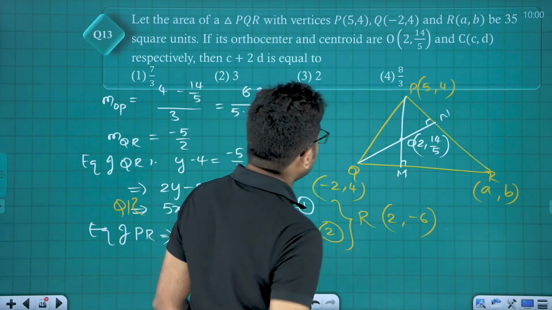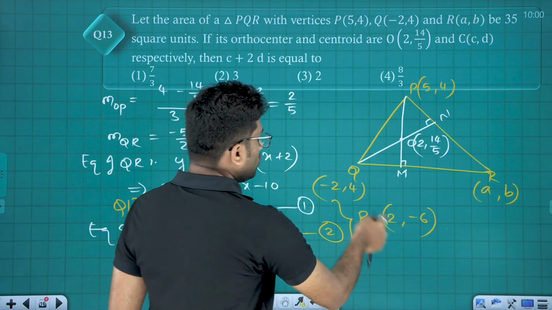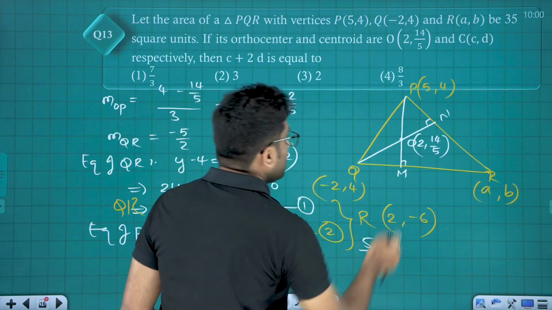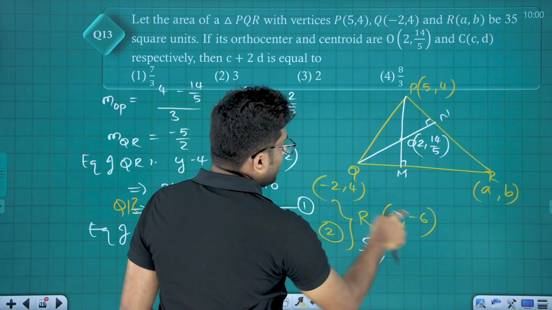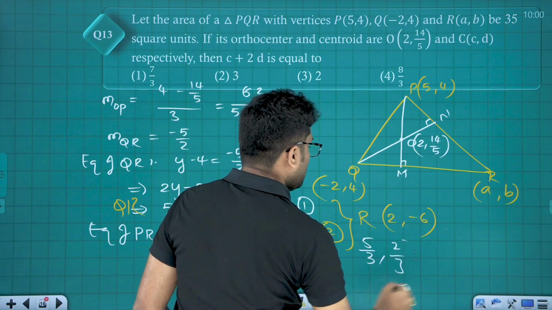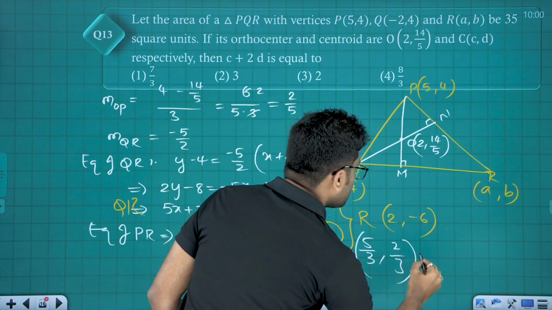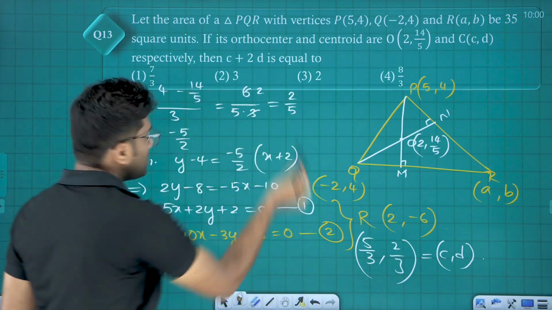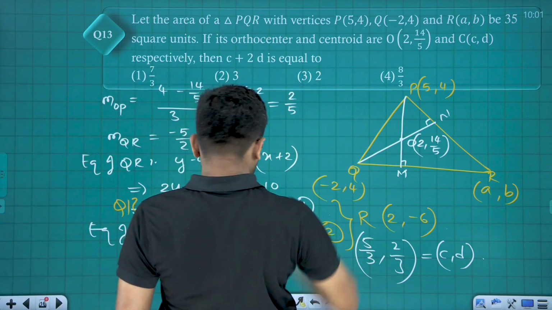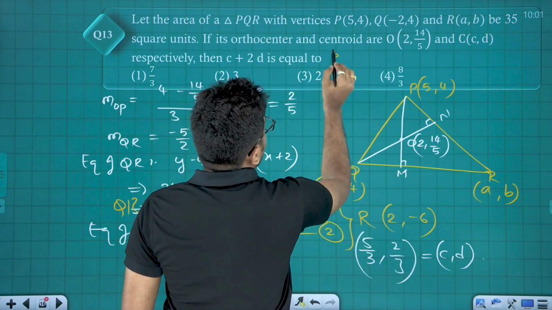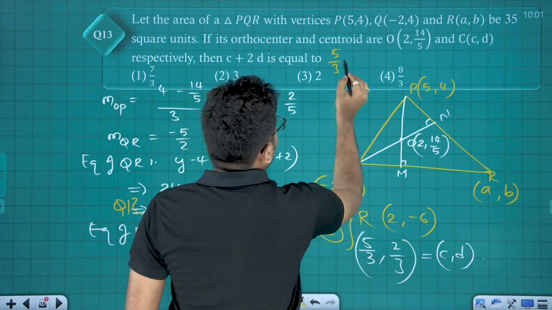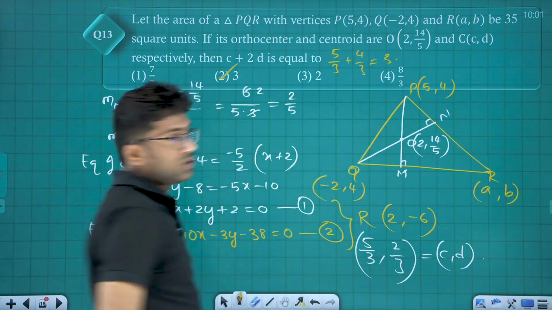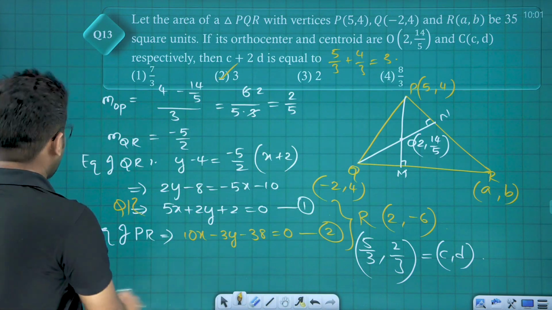What is the centroid now? x1 plus x2 plus x3 by 3. 2 minus 2, 0, 0 plus 5. So that is 5 by 3 comma 4 plus 4, 8, 8 minus 6, 2 is the centroid. And now this is equal to our C comma D, friends. They are asking us to find C plus 2D. C plus 2D is 5 by 3 plus 2D, that is 4 by 3. 9 by 3, which is equal to 3, option 2. Clear? Next question.